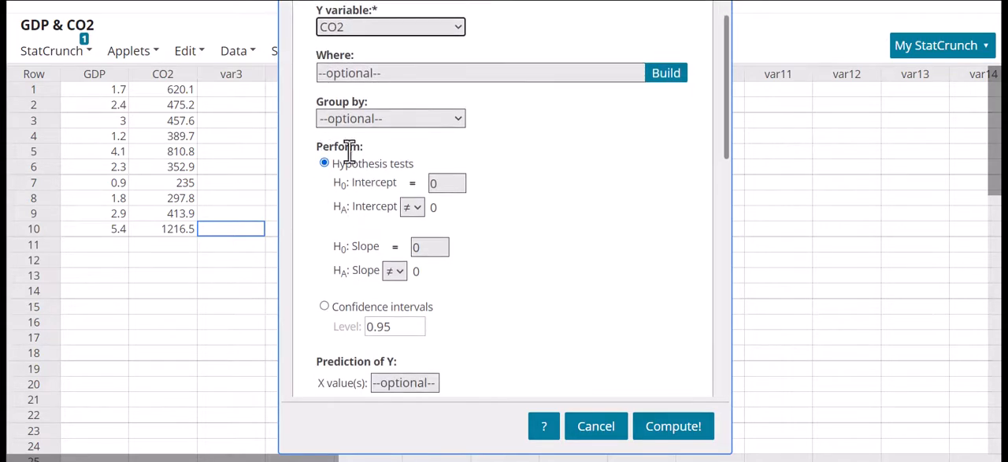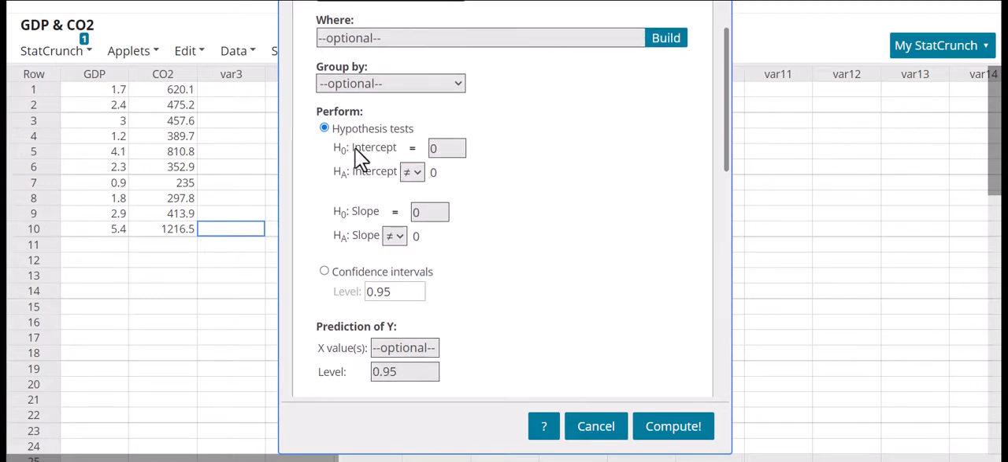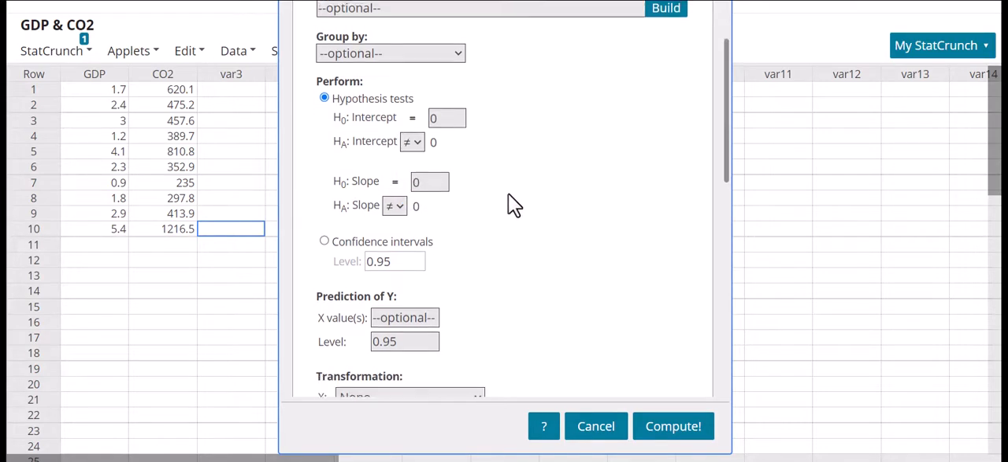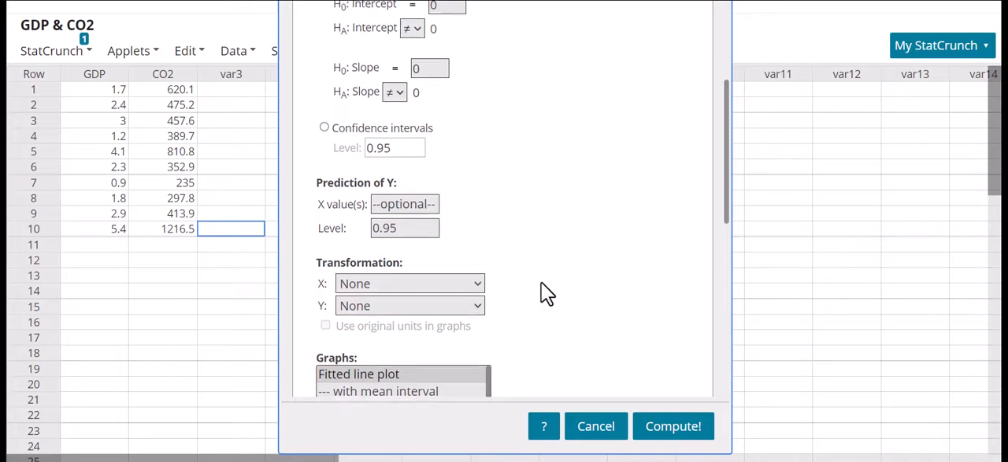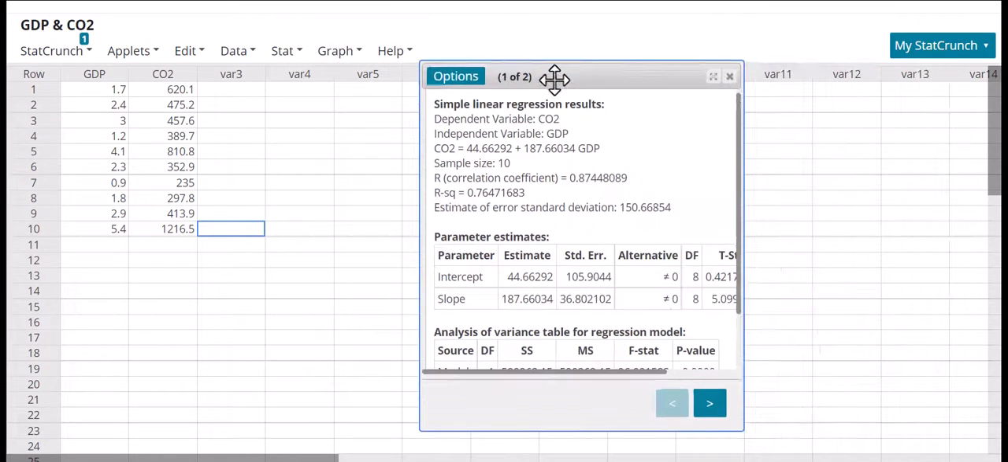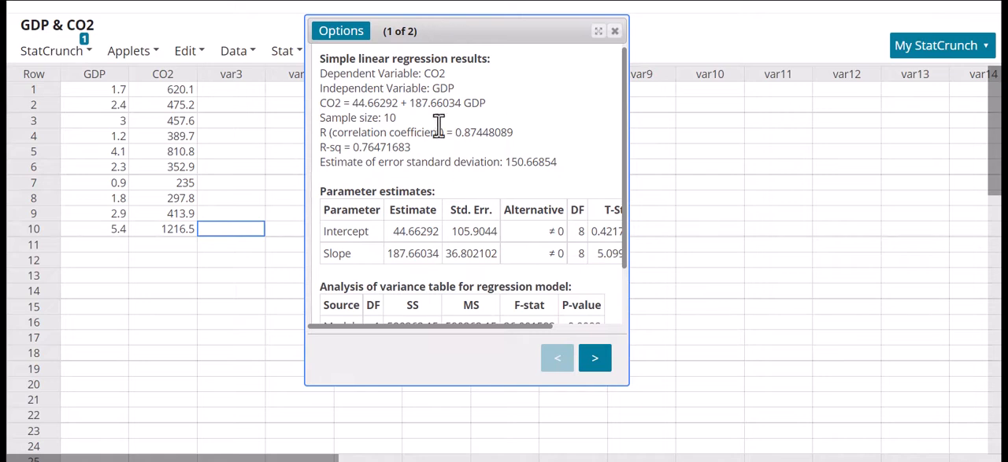And now we are doing a hypothesis test, and so we want to make sure that this matches our hypothesis. So this is always going to be 0, but here the alternative, we want to make sure that we choose the correct one. We are doing a two-tail test, so we can leave it as not equals, and we can now hit compute. And now all these numbers are going to make sense.